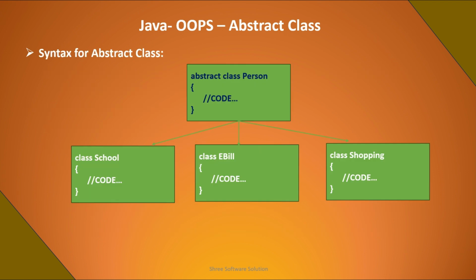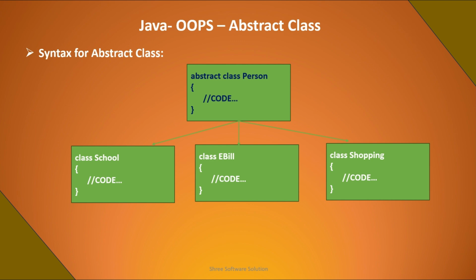This is the hierarchical for the inheritance. See, in the syntax, I created an abstract class as person, and that person class is going to derive with the subclasses such as school, EB bill, shopping. Like that, you can create n number of classes and you can derive that base class to any other subclasses.